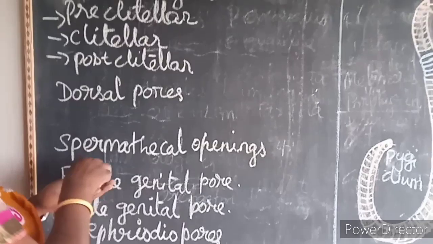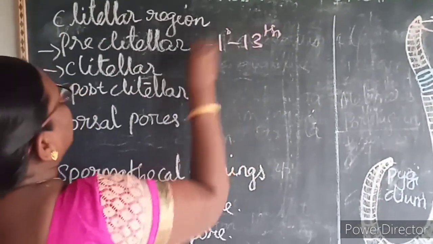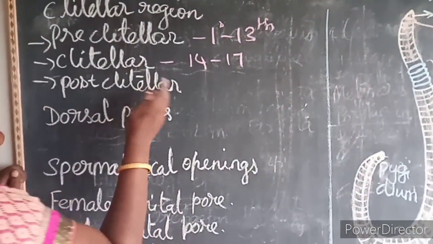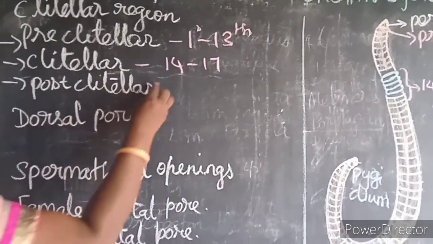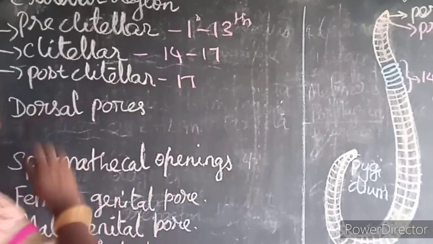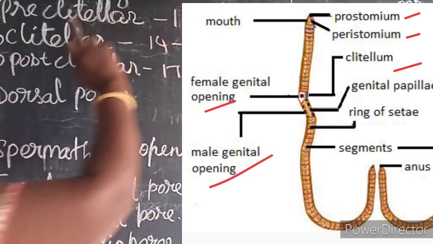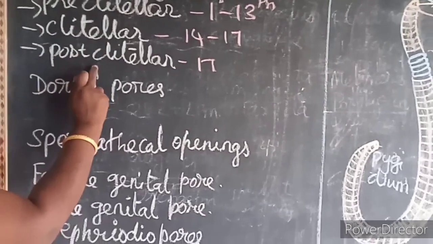The preclitellar region is present from 1 to 13th segments. Then the clitellum from 14 to 17 segments. The remaining segments from 17 onwards are known as what? Post-clitellar segments. Based on the presence of the clitellum, it is classified into preclitellar, clitellar and post-clitellar.